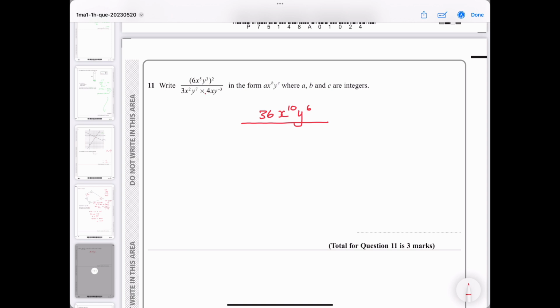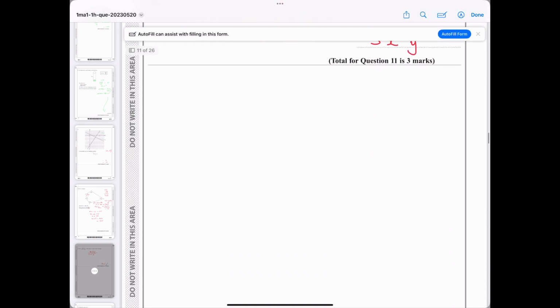And on the bottom we get 3 times 4, which is 12. x squared times x, so that would be x cubed. And y to the 7 times y to the minus 3, so that's y to the 4, because we take them away. Now 36 over 12 is 3. x to the 10 over x to the 3 is x to the 7, because we take them away. And y to the 6 over y to the 4 is y squared. And that's our answer.